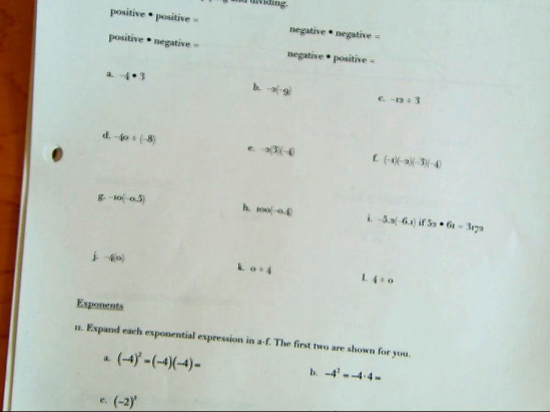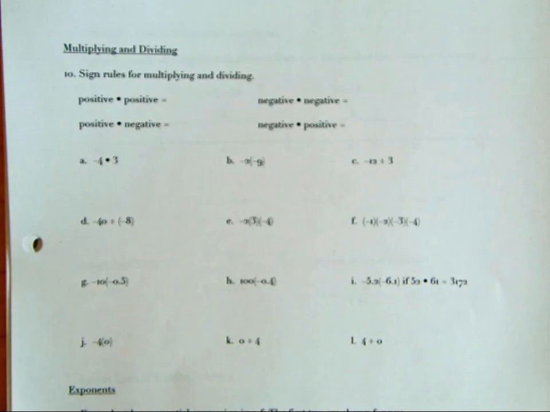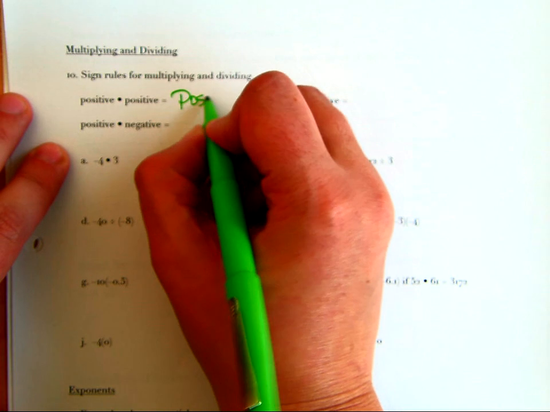Okay, let's talk about multiplying and dividing positive and negative numbers. So, the rules. What happens when you multiply a positive times a positive? Yeah, you get a positive, exactly.